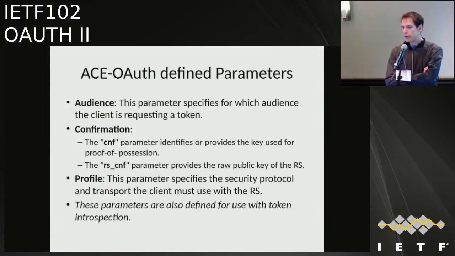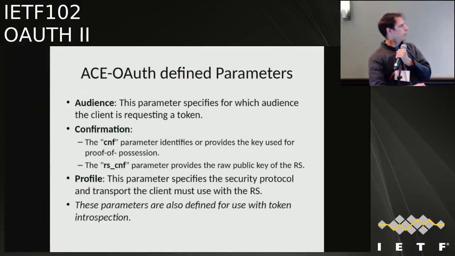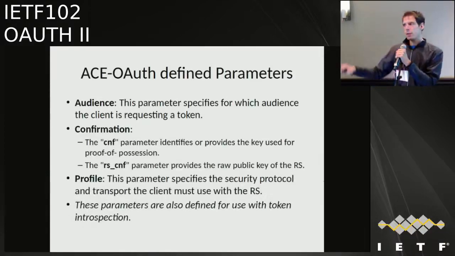The second parameter is this confirmation parameter, which is used to carry the keys from the authorization server to the client, and also to provide some parameters, I think, such as the public key fingerprint from the client to the authorization server. There's also one other parameter that you may not have seen before. This is called rs_cnf. This parameter gives the client information about the raw public key to be used by the resource server.